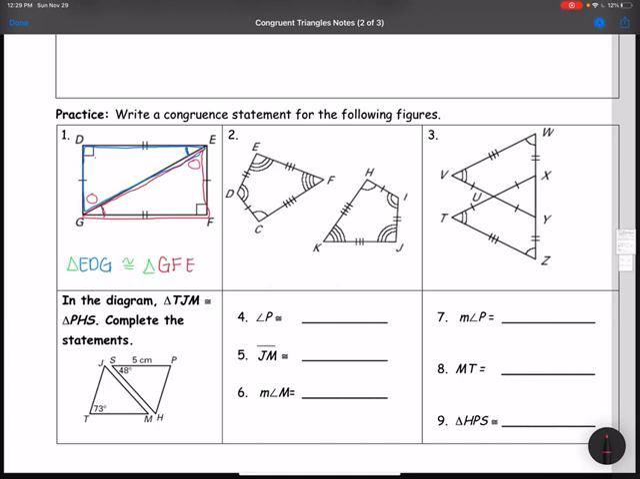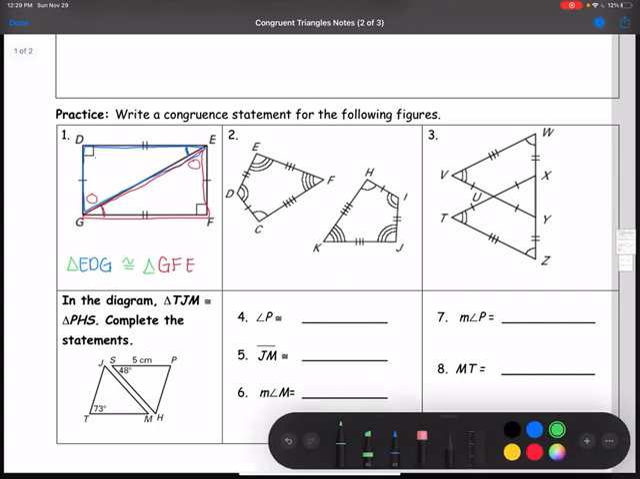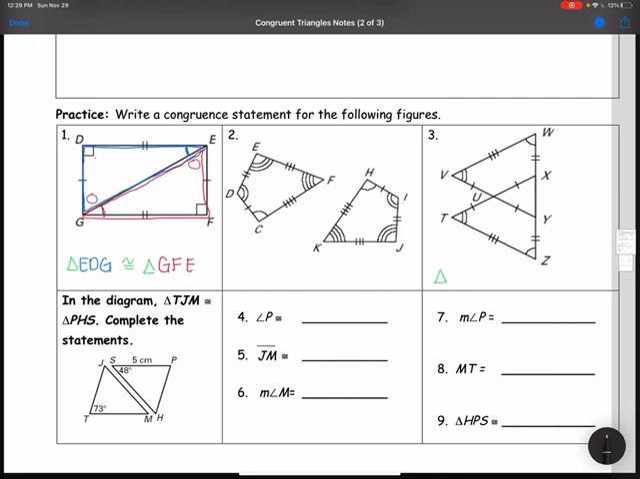So we have triangle EDG is congruent to triangle GFE. So again, you just have to pay attention to the order. If we look at number 3, we essentially want to do the same thing. Which two triangles are congruent to one another?